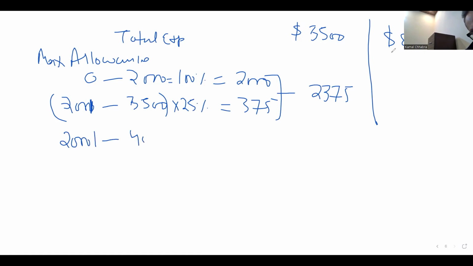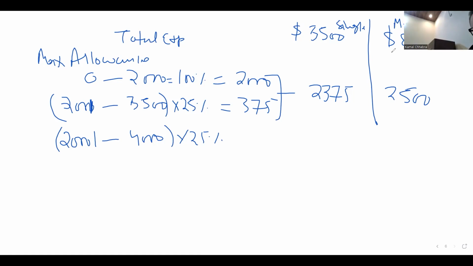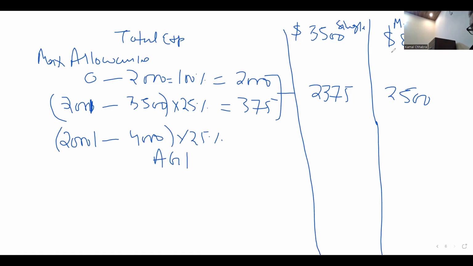2,001 to a maximum of 4,000 multiplied by 25%. So in this case, it will be $2,500. That is the maximum amount limit. Now let's assume this is single and this is married filing jointly, and their AGI in two scenarios.